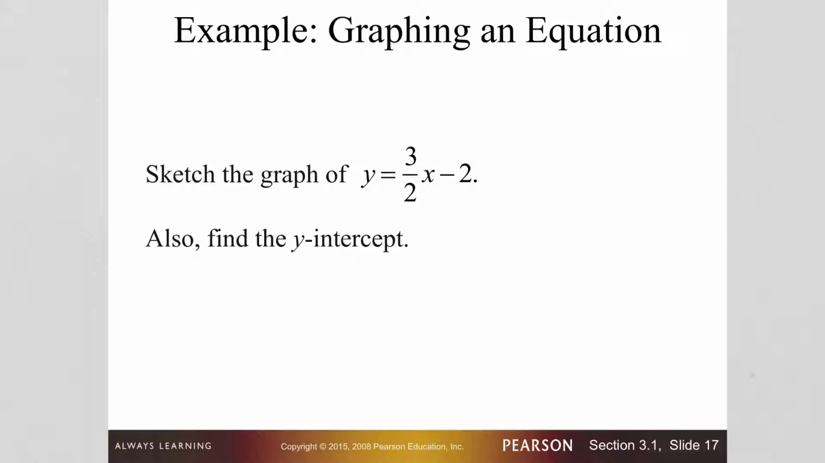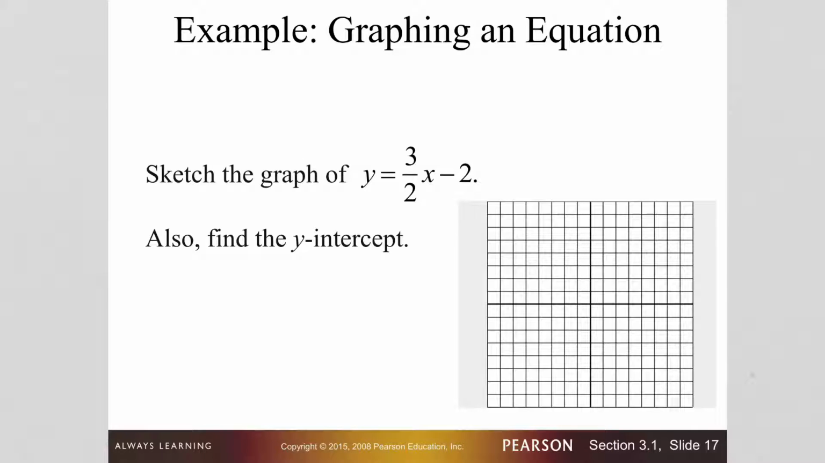Okay, so let's look at this. We want to sketch the graph of y equals 3/2 x minus 2. Your y-intercept is negative 2, so we have an ordered pair at (0, negative 2). Your slope, or our m, is 3 over 2. That means up 3, right 2.